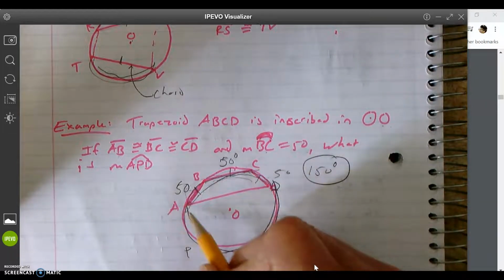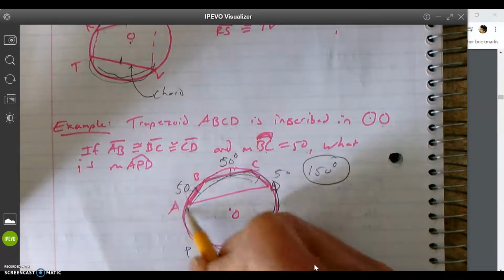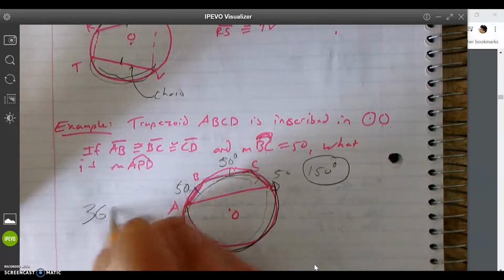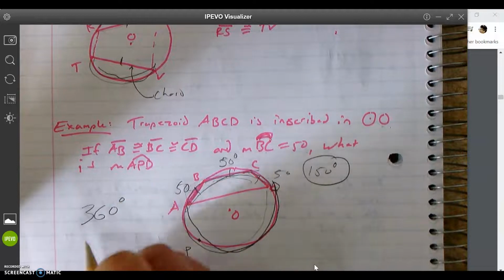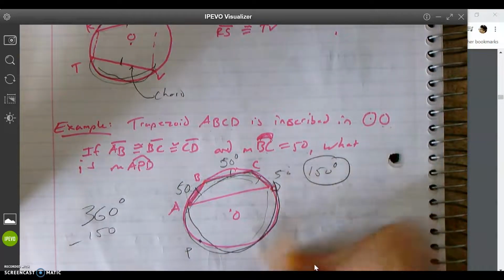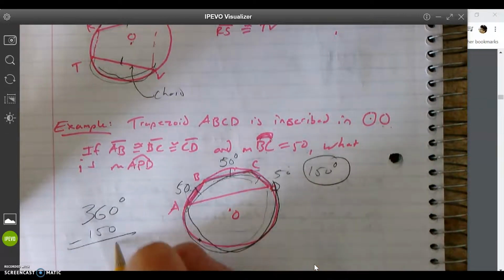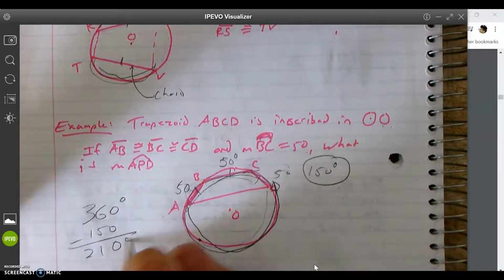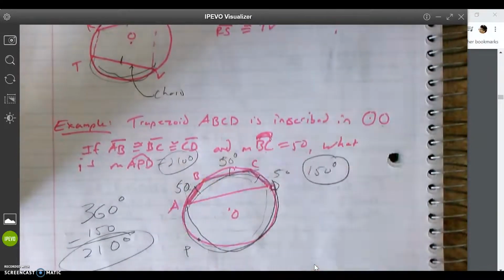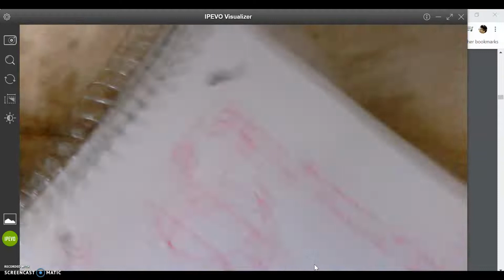So it asks what's the measure of arc APD. That's the opposite. I know that the whole circle is 360 degrees, and I subtract the 150, because we know 150 is this part. I need what's left, and that's going to be 210 degrees. So this equals 210 degrees. Got it. All right, let's try some more.